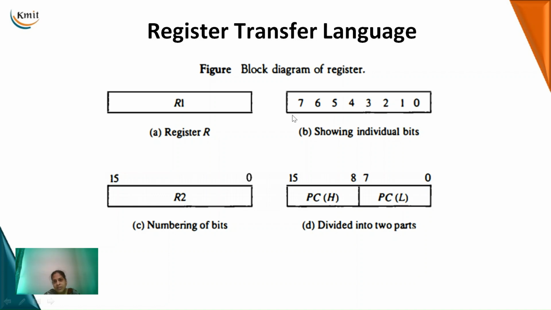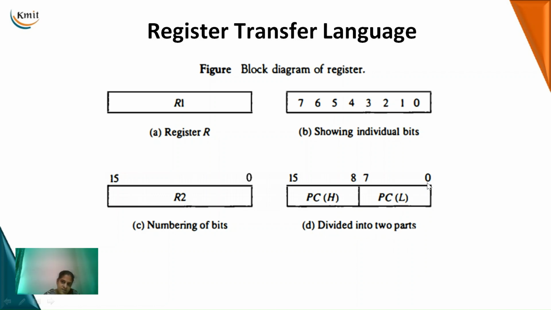So if we consider this as an 8-bit register, the individual bits of the register are numbered 0, 1, 2, 3, 4, 5, 6, 7. So it shows the individual bits of a register. The other way of representing is the numbering of the bits. If you consider this register R2, which is a 16-bit register, the numbering of the bits starts from bit 0 to bit 15.